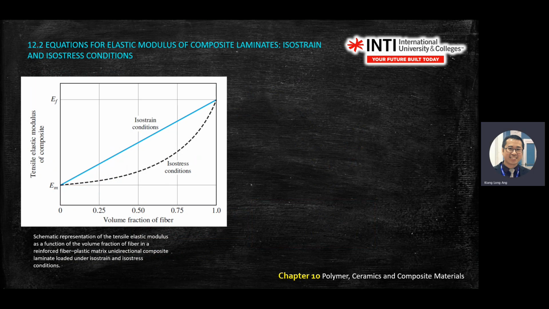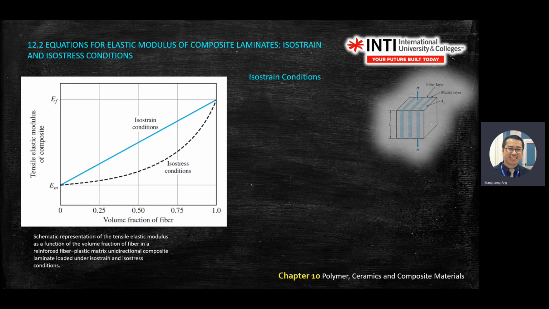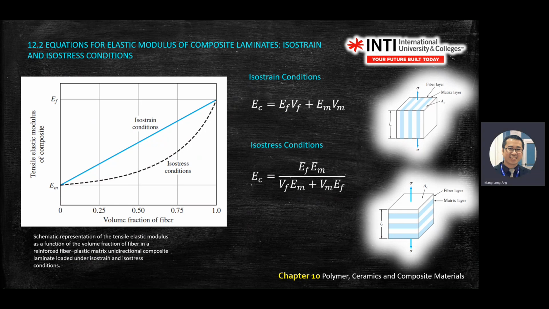Right. So if you plot a graph for the volume fraction of fiber, VF, versus tensile elastic E, you will see EF and EM. In isostrain, you see a straight line. But in isostress, you see a curved line. So again, isostrain, isostress, direct comparison. For isostrain, you see the arrangement of fiber and matrix and the stress direction. For isostress, area and the stress direction.